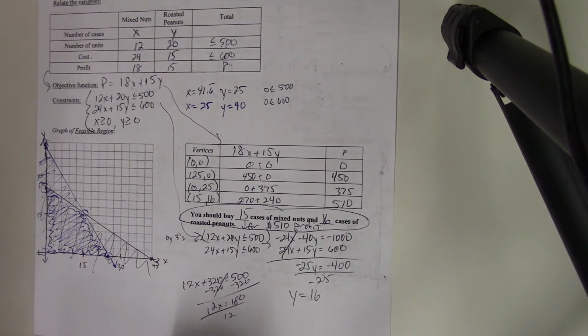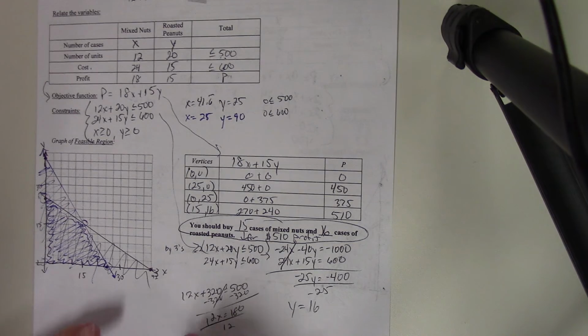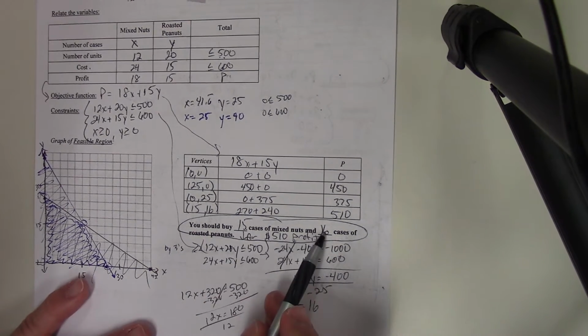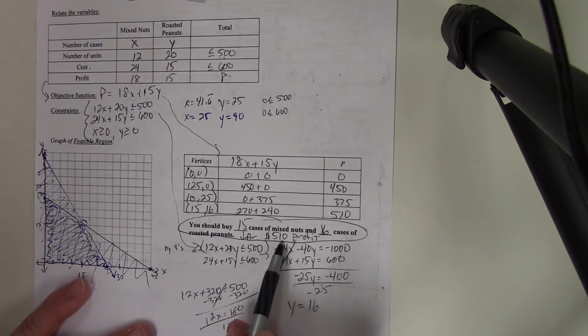Okay. So, what did the question ask? How can I maximize my profit? Well, with 15 to 16. And then how much is the maximum profit? $510. We answered it all by doing all that work.